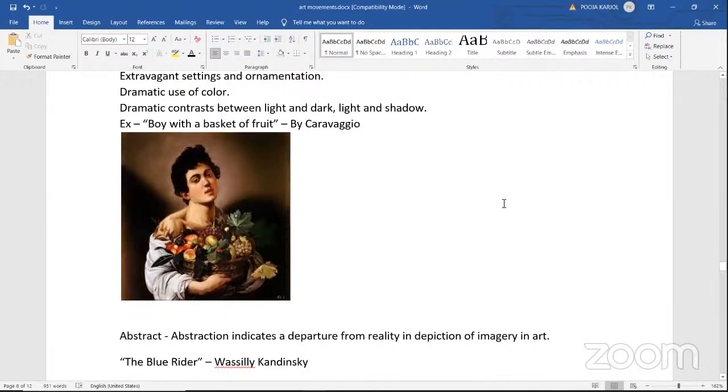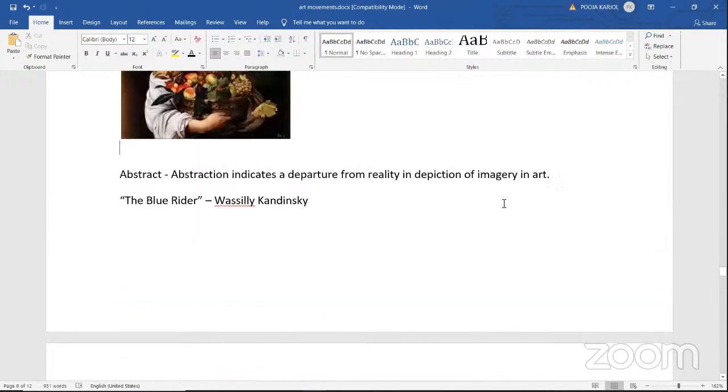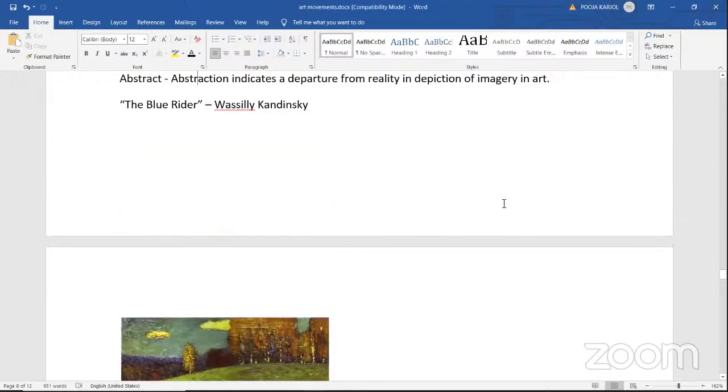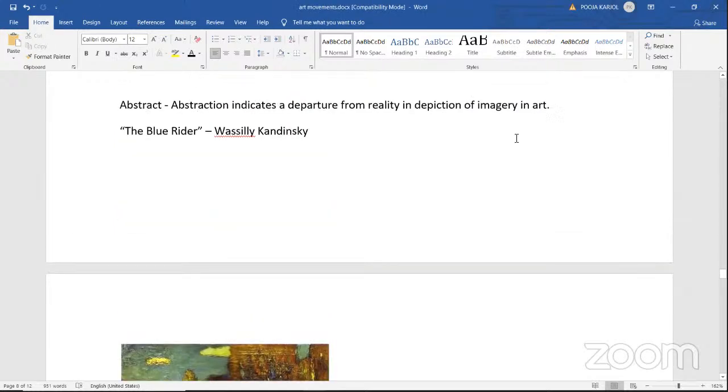I think everybody knows abstract paintings. Most of the paintings, okay, indicate a departure from reality in the depiction of imagery in art. It is not real. It may be anything. It may be a thought process. For example, if you see peace as an object or as a collection of lines, you may draw it like that. It will become an abstract painting.